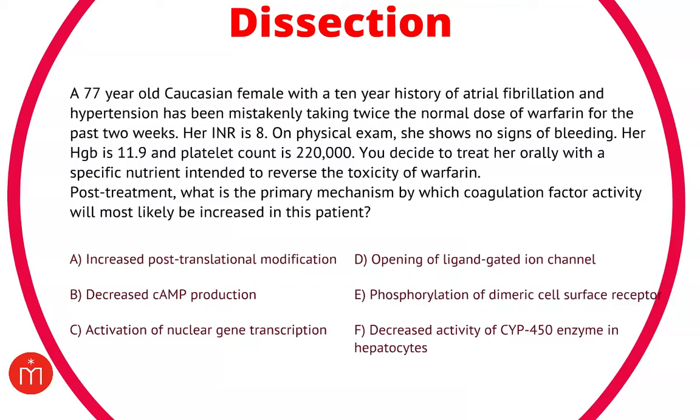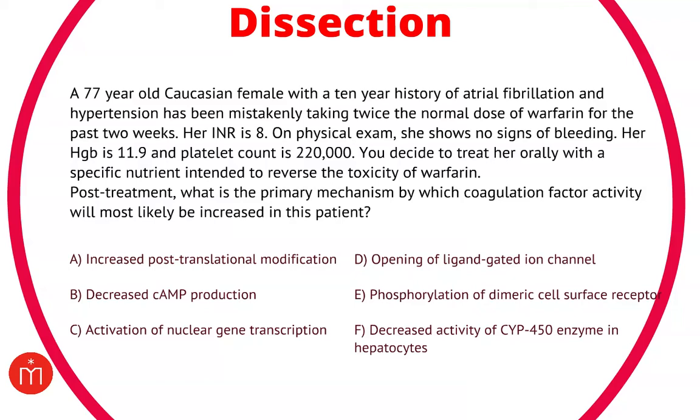So, we have a number of answer choices here. And we're going to read through those answer choices next. Answer choice A, increased post-translational modification. Answer choice B, decreased cyclic AMP production. Answer choice C, activation of nuclear gene transcription. Answer choice D, opening of ligand-gated ion channels. Answer choice E, phosphorylation of dimeric cell surface receptors. Answer choice F, decreased activity of CYP450 enzyme in hepatocytes.